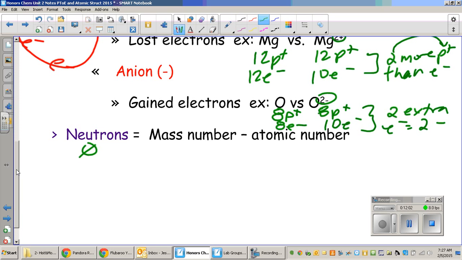Okay. So anyway, you can actually calculate the number of neutrons in an atom based on this formula. Mass number. How do you get the mass number?